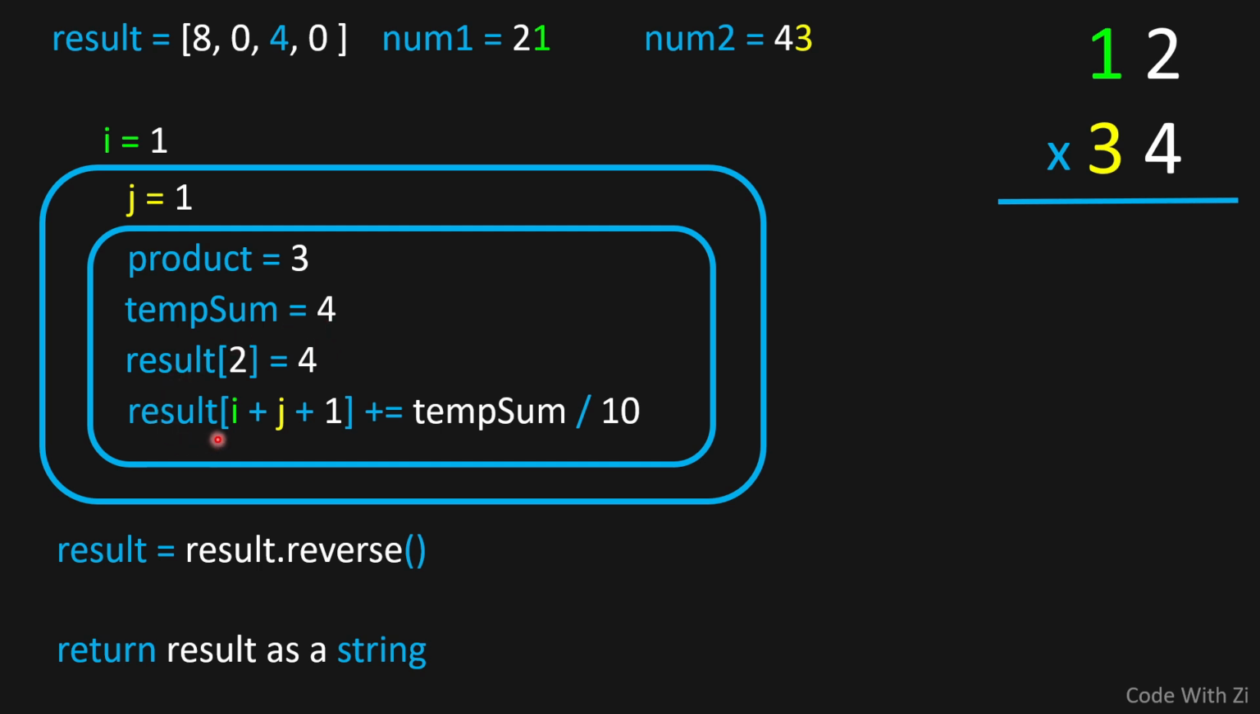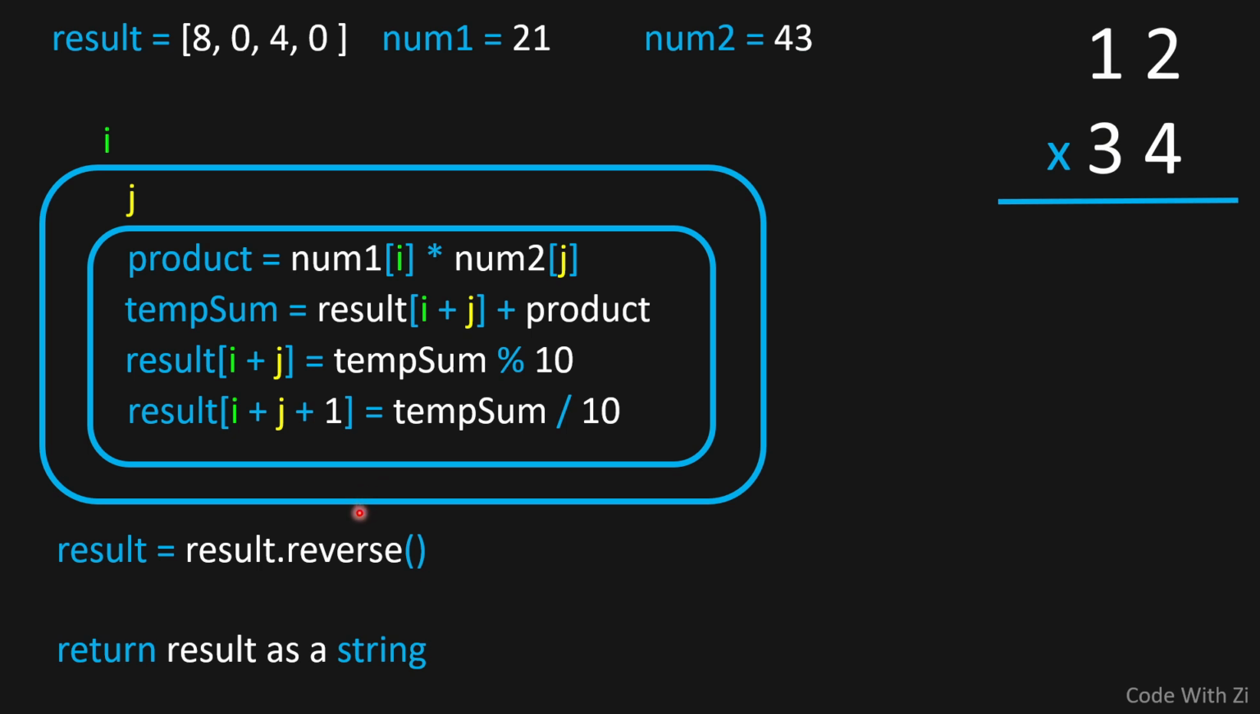We're going to say result at the index of i plus j plus 1, and that's going to give us 3. So result at the index of 3 should be equal to itself plus temp sum divided by 10. Well, itself is 0, so 0 plus 4, which is our temp sum, divided by 10, that's going to give us 0.4. 0 plus 0.4, that's going to give us 0.4 again. And we're going to treat this as 0 because we don't want any decimals. So we're going to add 0 here.